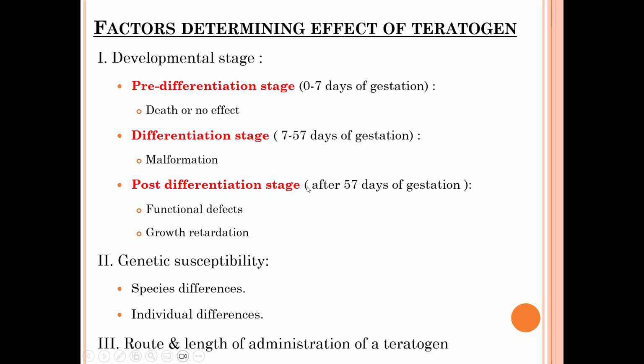And post differentiation stage, after 57 days of gestation, there can be functional defect, there can be growth retardation. Okay, genetic susceptibility: in different species, and in particular individuals, there can be a different effect of the teratogen. Route and length of administration of teratogen. For example, if some drug is a teratogen, whether it is given by the nasal route, oral route or injectable route, the effect will be different.